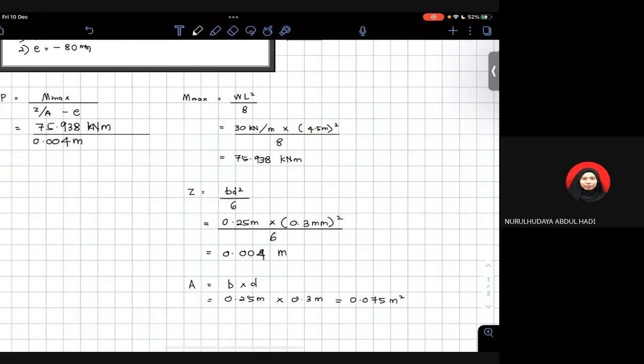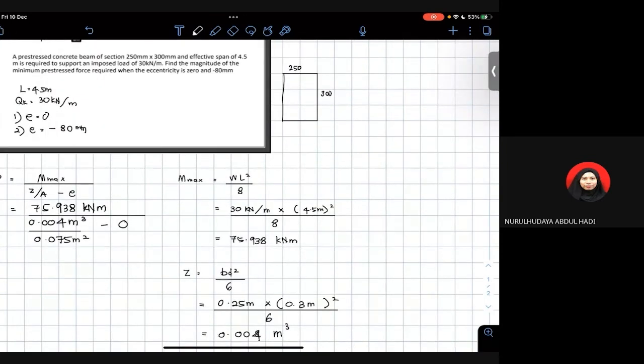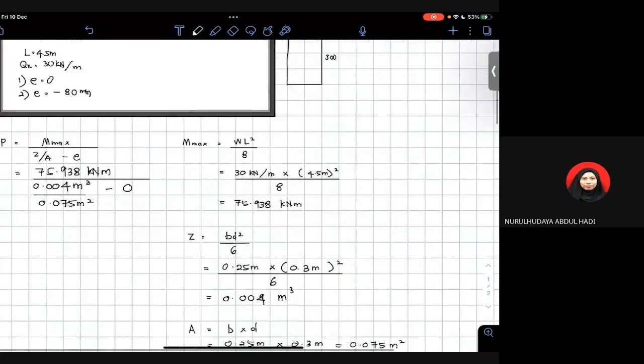This is in meters, zero. For our question number 1, the eccentricity is 0, so you just minus 0. Then you can calculate. My answer is 1423.83738 kilonewton. Because here we cancel out until the 1 disappears, and the meter also cancels. So that's why we get only kilonewton.